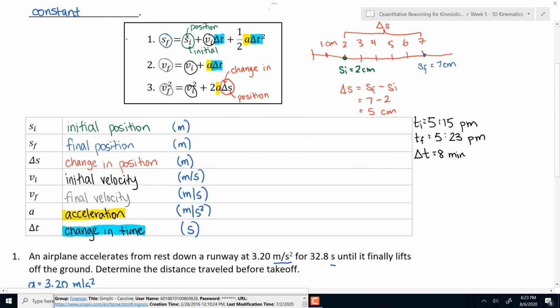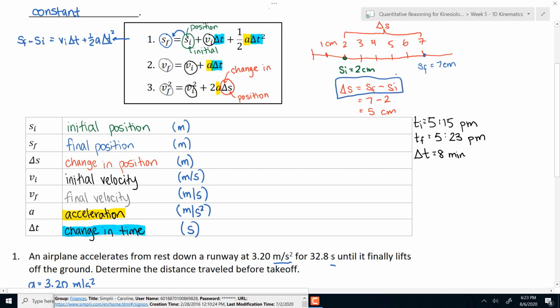Now, one thing before we continue, this first equation, it's going to be given to you the way you see it here, SF equals SI plus VI delta T plus 1/2 A delta T squared on your tests and on your exam. But you can recognize that if you were to bring this SI to the left side of the equal sign, the equation can be written as SF minus SI, because remember, when you move something to the opposite side of the equal sign, it changes its sign, equals V initial delta T plus 1/2 A delta T squared. Now, what is SF minus SI?